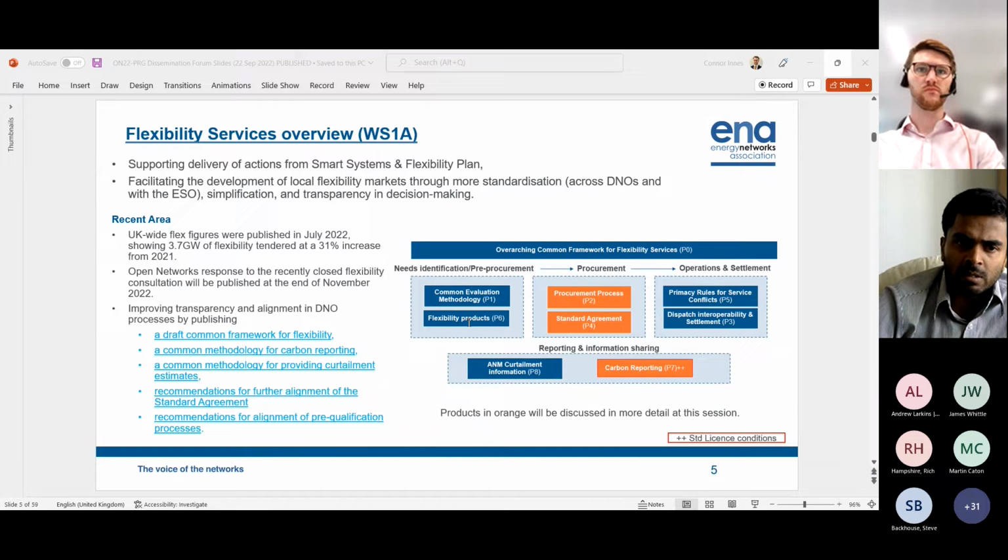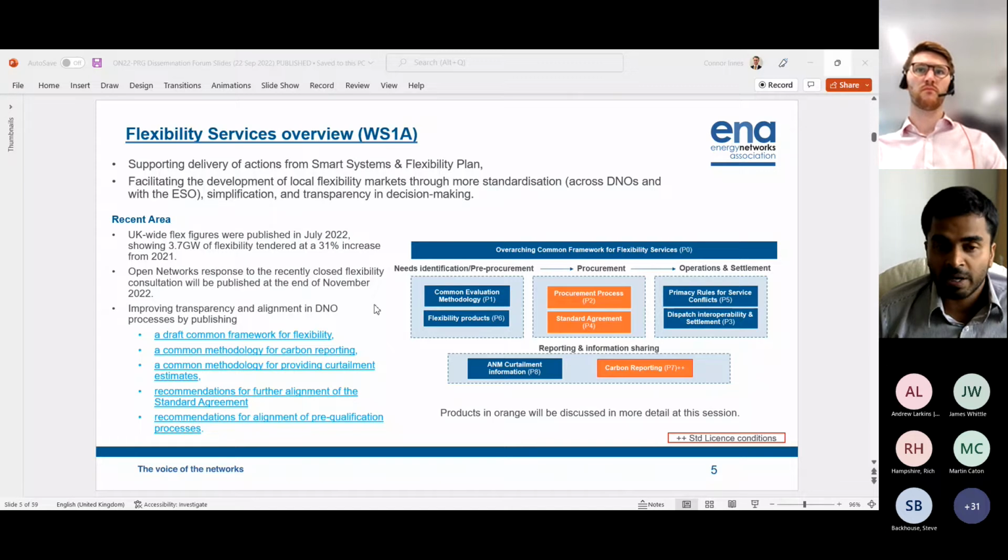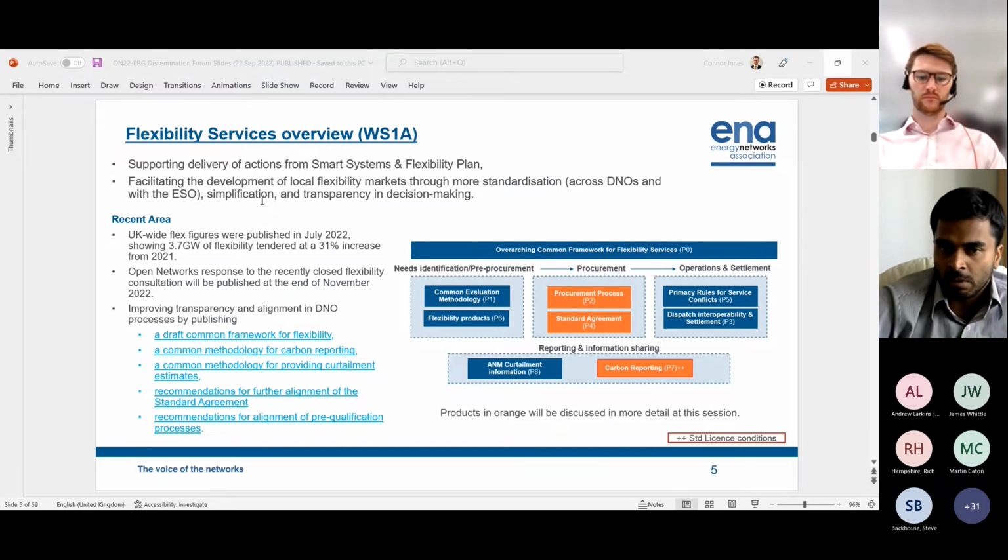Coming back to the key recent areas of updates, we've recently launched our flex figures, which collates the market size of local flexibility in GB, and we are delighted to report there's 3.7 gigawatts of flexibility tendered, which is nearly a 31% increase from the previous year of assessment.